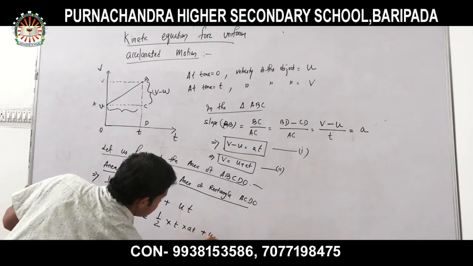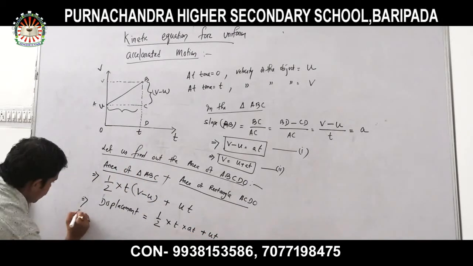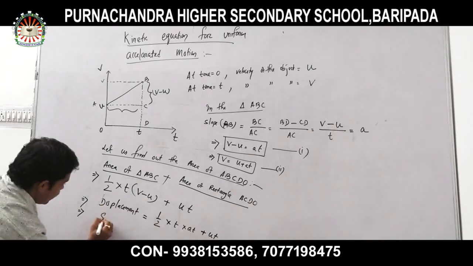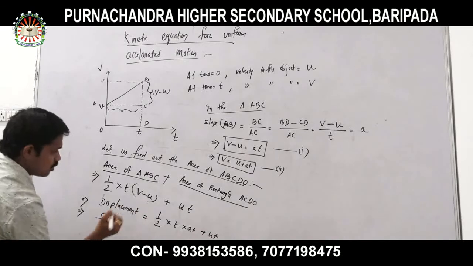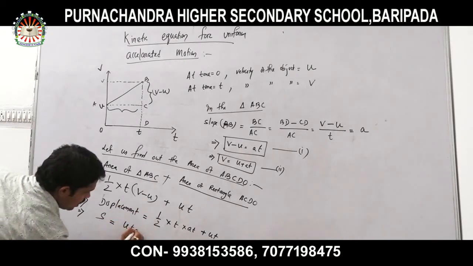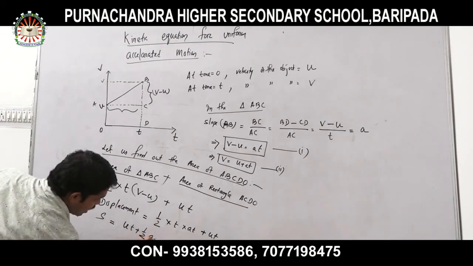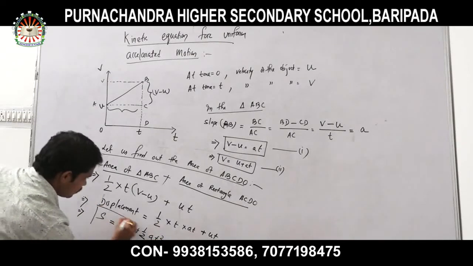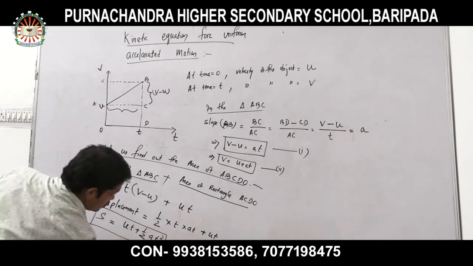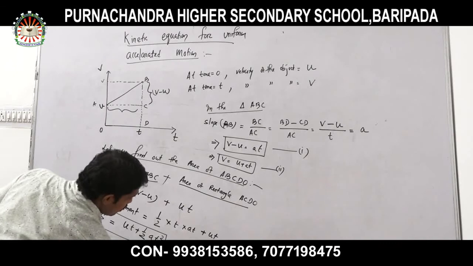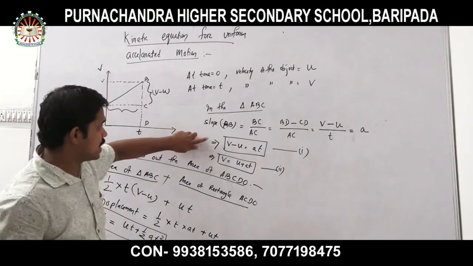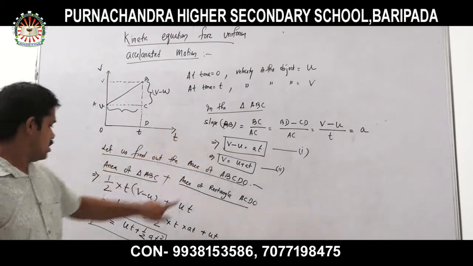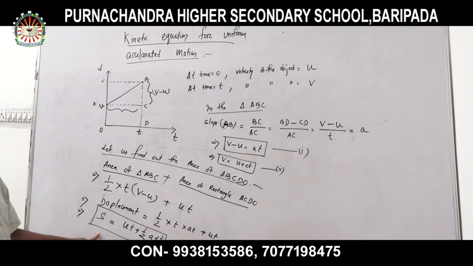Plus UT. So the displacement, let the displacement be S. So S is equal to UT plus half AT square. So this is my equation number 3. This is your first kinetic equation of motion, and this is your second kinetic equation of motion.